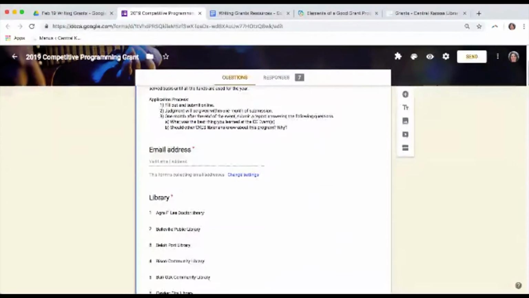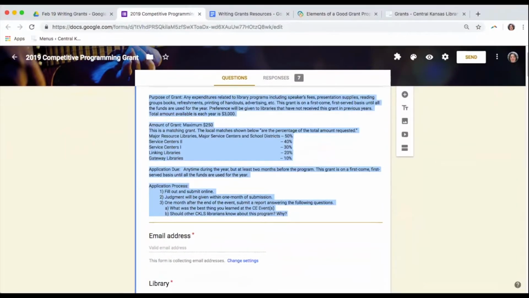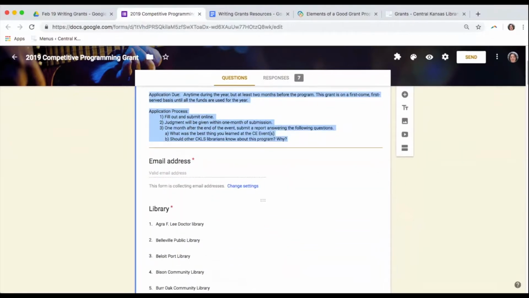Note that we say there is the application to fill out, when judgment will be given, and when you'll hear back about your application. And then we also say if there's any follow-up. That's one thing I haven't mentioned yet.